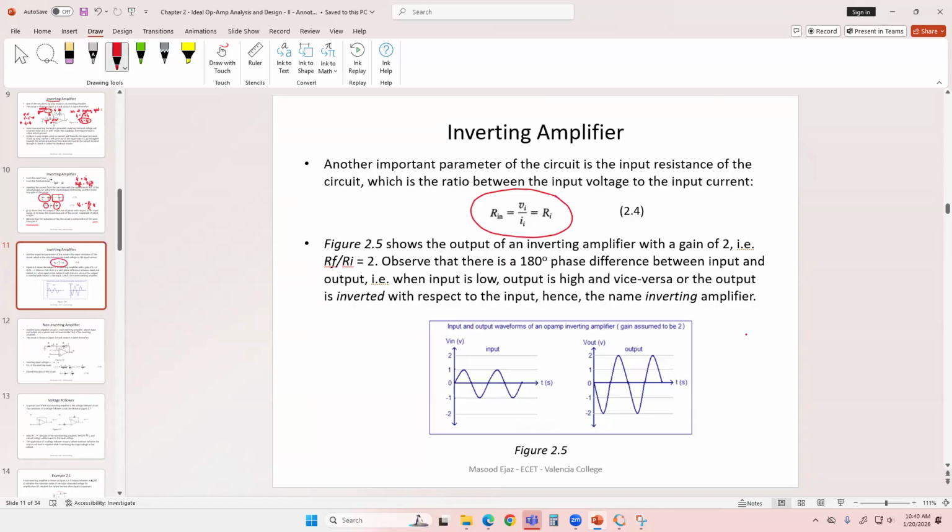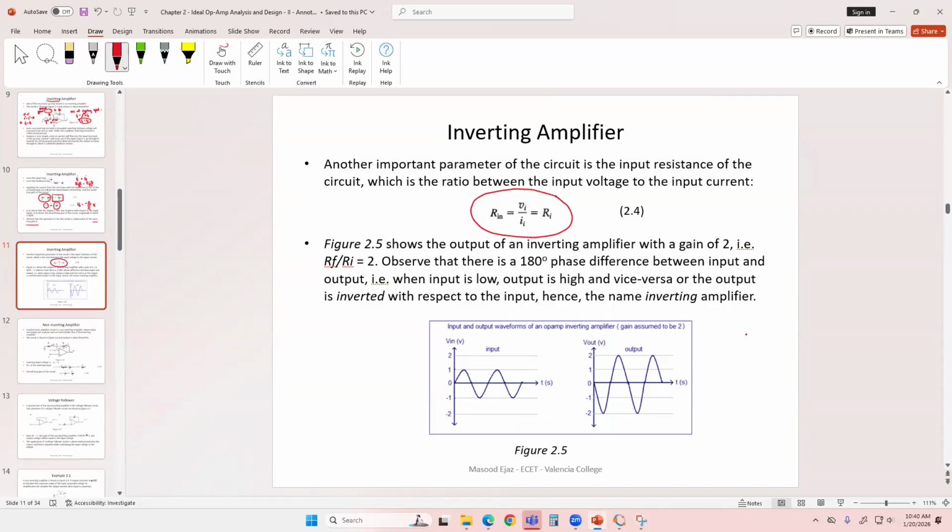Sometimes a circuit may have an input resistance which is similar to what is connected, as you can see in this case, and sometimes it may have a different input resistance. In this case, the input resistance is the same as the resistance connected between the input terminal and the inverting terminal of the operational amplifier.